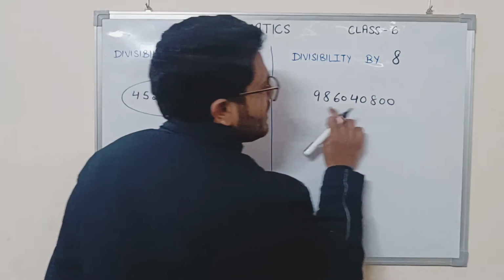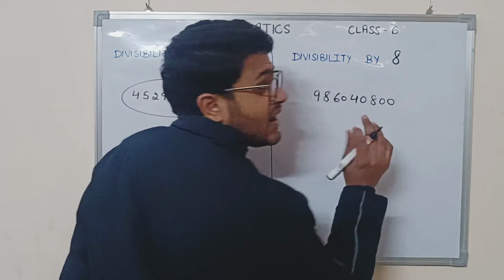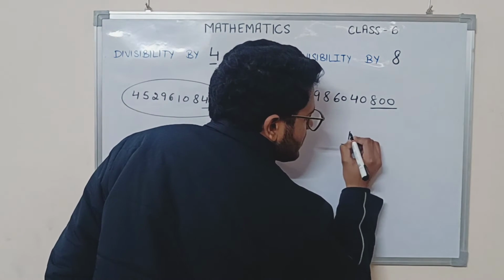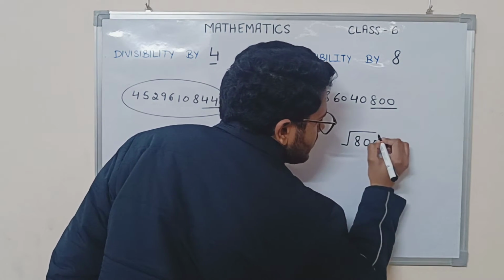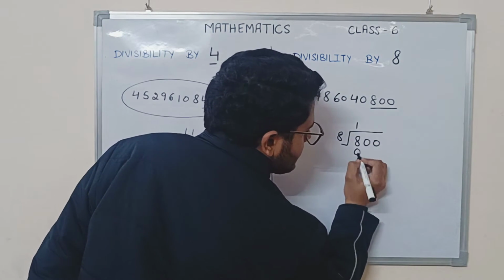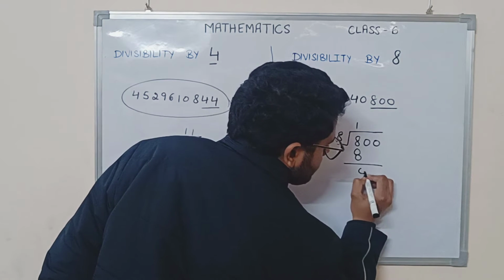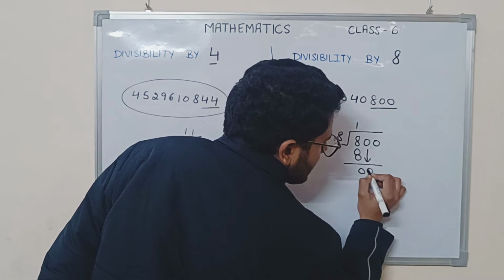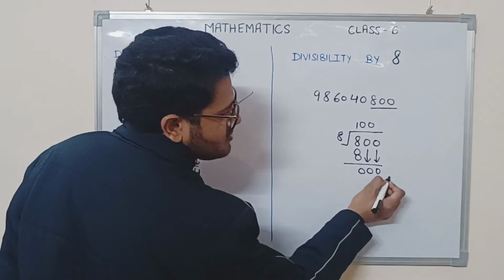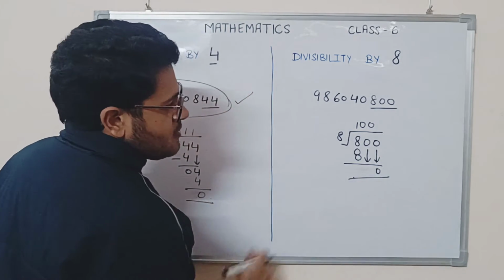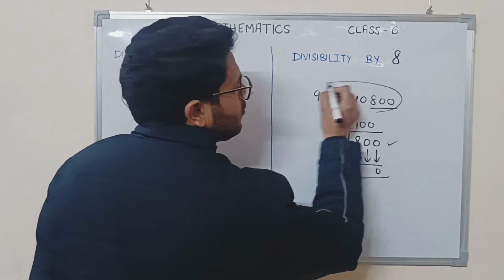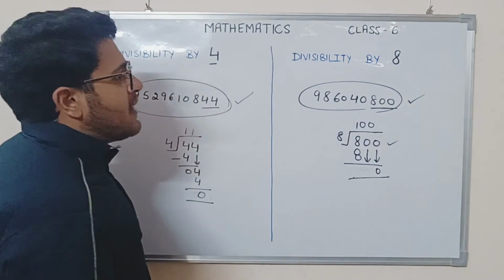Okay. So now what are the last four digits of this number? Sorry, last three digits. Last three digits are 800. So taking the last three digits of the number and dividing it by 8. 8 ones are 8, 0. Now taking this 0 as well, this 0 as well, I have 100. So the remainder is nothing but 0. 8 into 100, 800. So this number is divisible by 8. Therefore, this whole number is also divisible by 8.